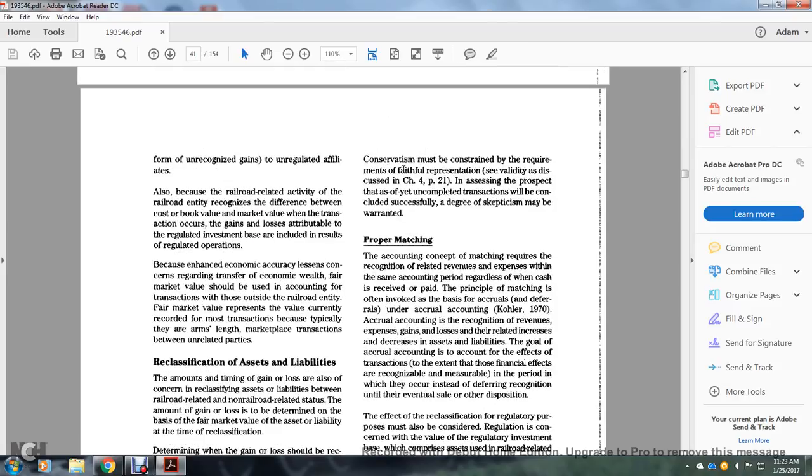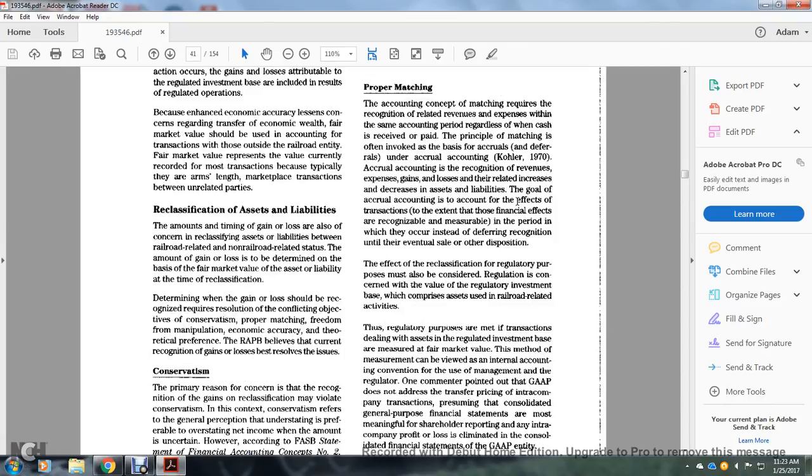Conservatism must be constrained with the requirements of full representation, as discussed in Chapter 4, page 21, and assessing the prospect that yet uncompleted transactions will conclude successfully. A degree of skepticism is warranted.